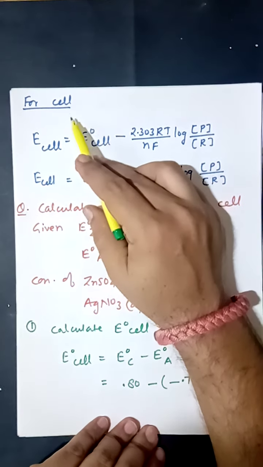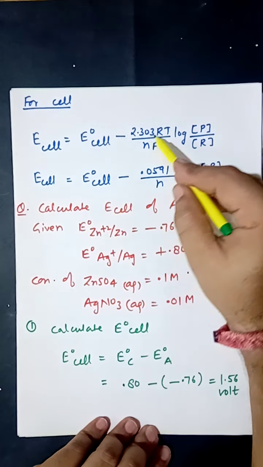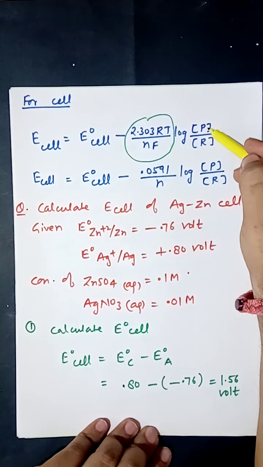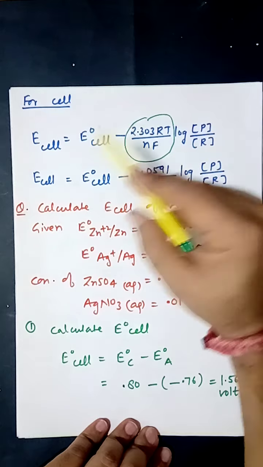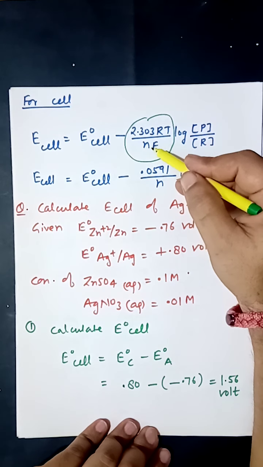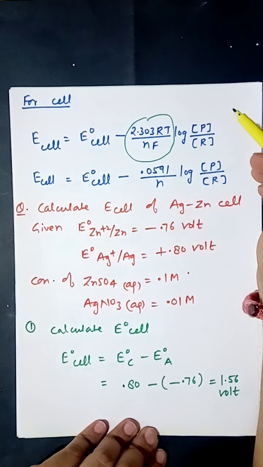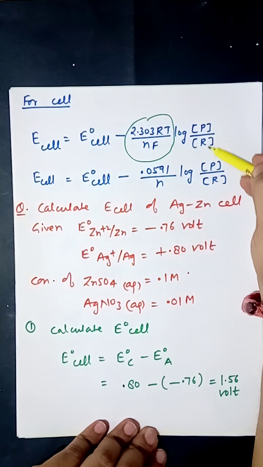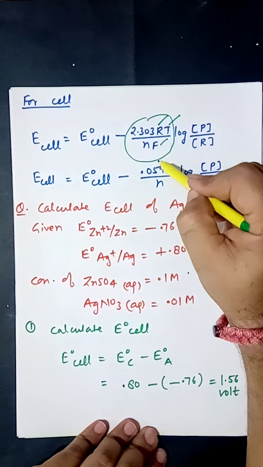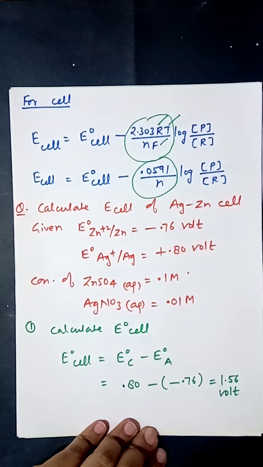Now similarly we can do it for cell potential also. Cell potential can be given as standard cell potential minus 2.303 RT upon nF, the same constant here, log product upon reactant. So the only change is that earlier it was for electrode potential and now this is for cell potential. n has the same meaning, it is again the number of electrons lost or gained in the balanced chemical equation. P for product and R for reactant. Once you place the values of R, T and F, you can once again change the formula to 0.0591 upon n log product upon reactant.